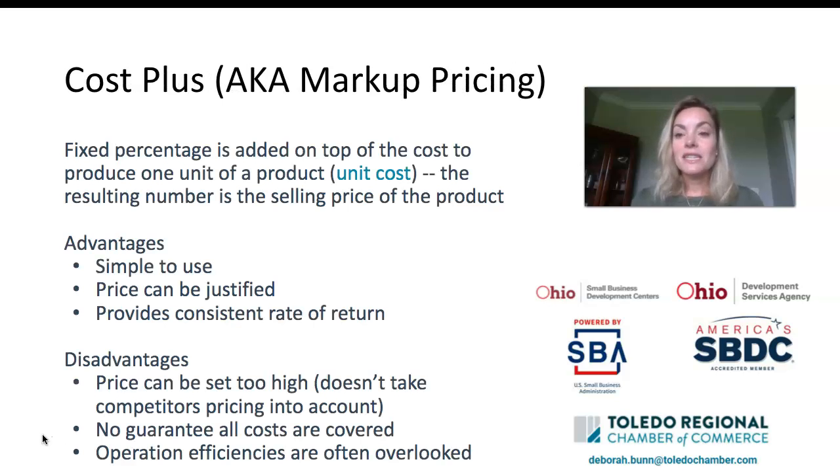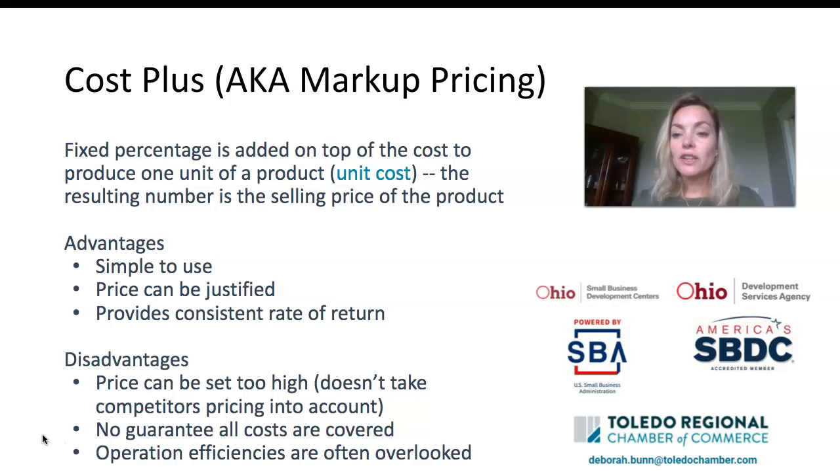So first up is the cost plus. This is also known as market pricing. Probably one of the simpler pricing methods to follow. It's basically adding a fixed percentage on top of the cost to produce a unit or product. So easy to use. That's number one advantage. If you are able to identify all the costs associated with one unit and then add a percentage on top of that, you have your price.